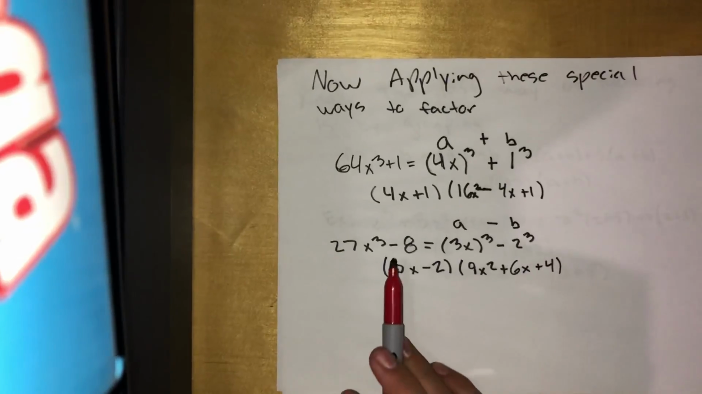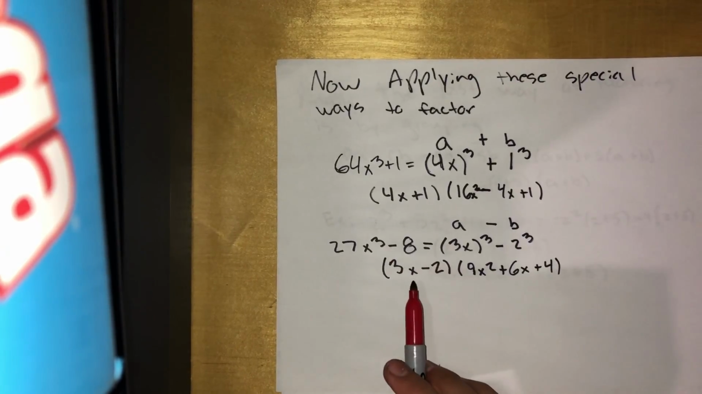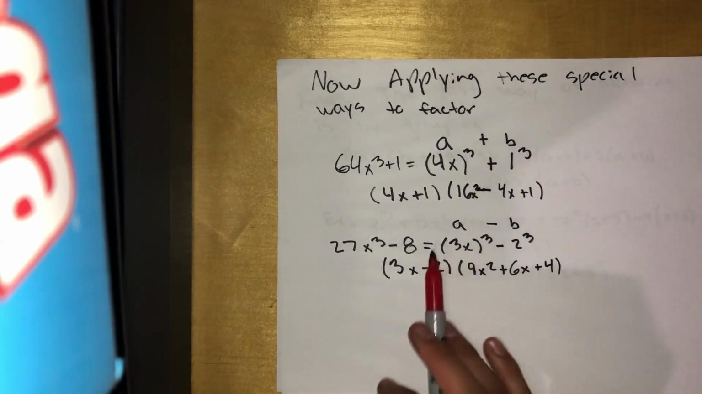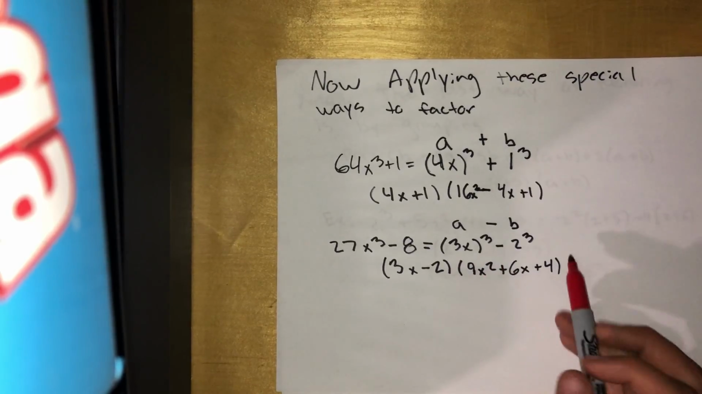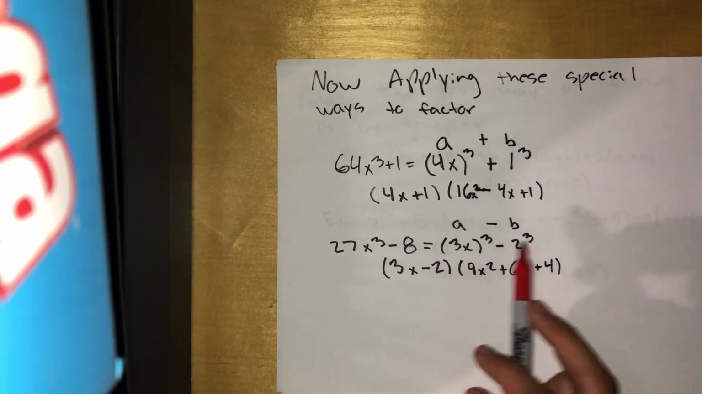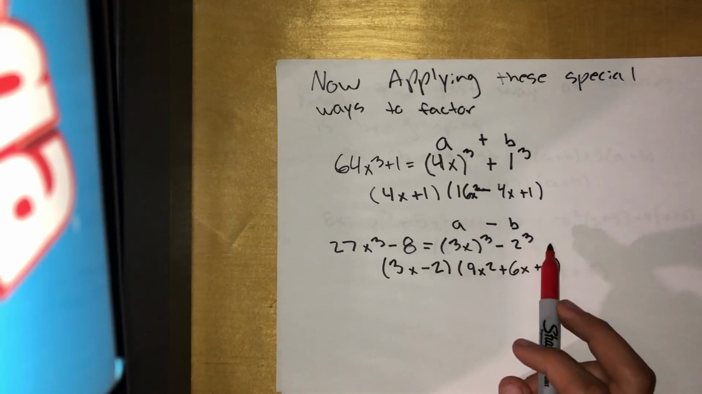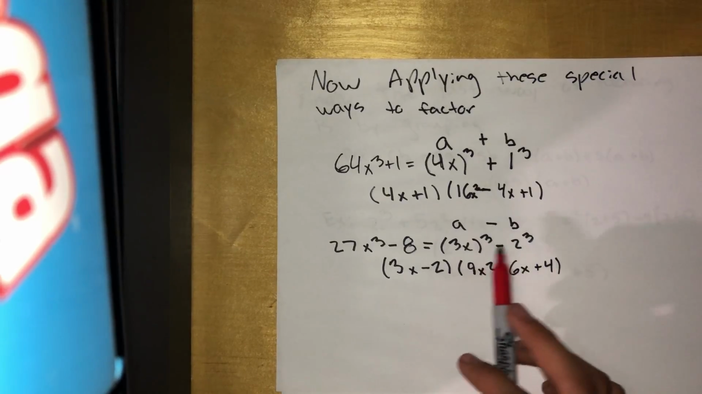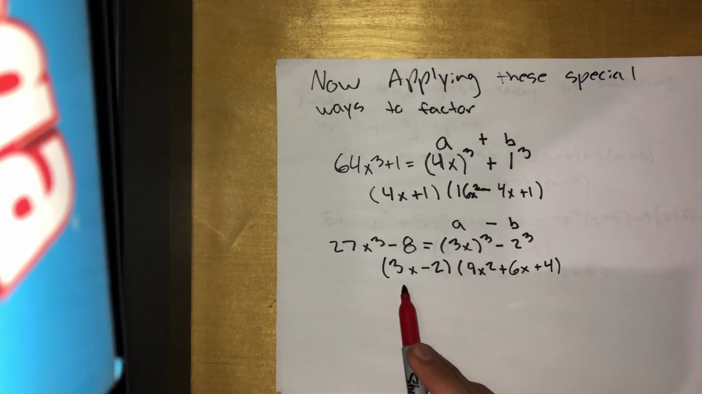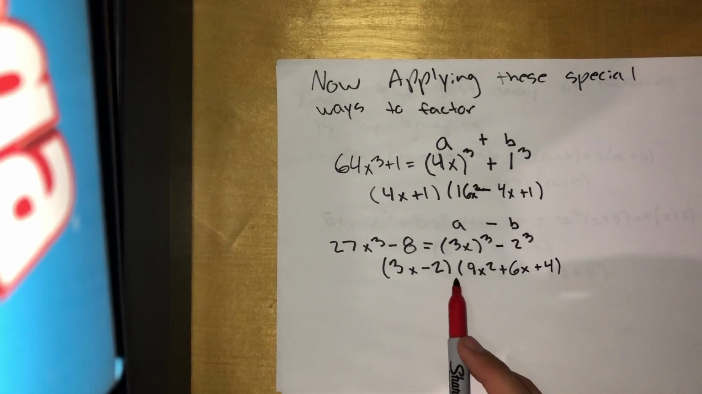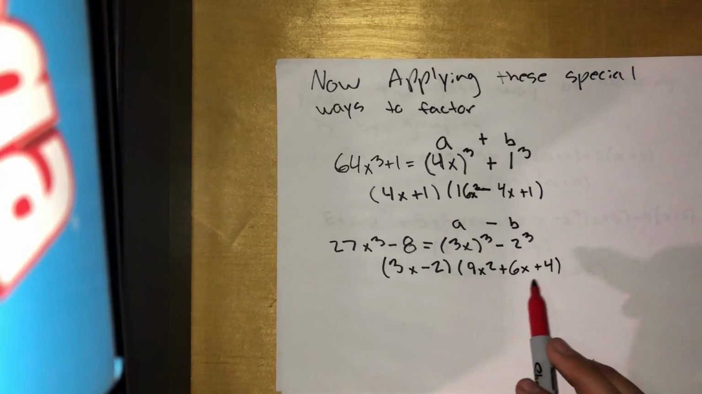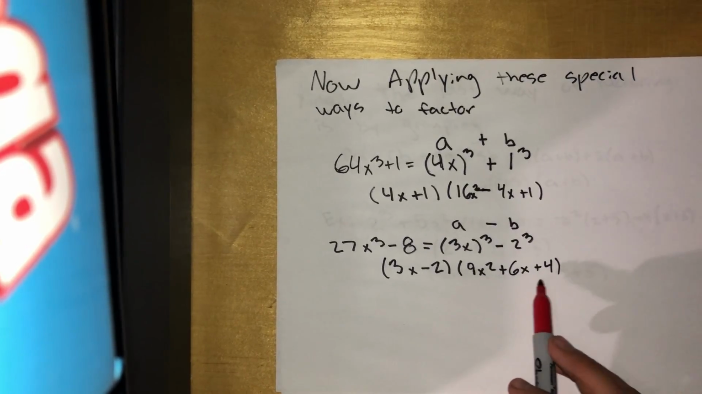Okay, same thing as the example before. The cube root of 27 is 3. The cube root of x cubed is x. So you put that in parentheses and cube it. Now you have a minus, and the cube root of 8 is 2, cubed. So you have your a and your b. Now using SOAP, and you see it's negative, or minus, you get (3x minus 2), and then (9x squared, and then the opposite, which would be addition, 6x, and then always positive plus 4).